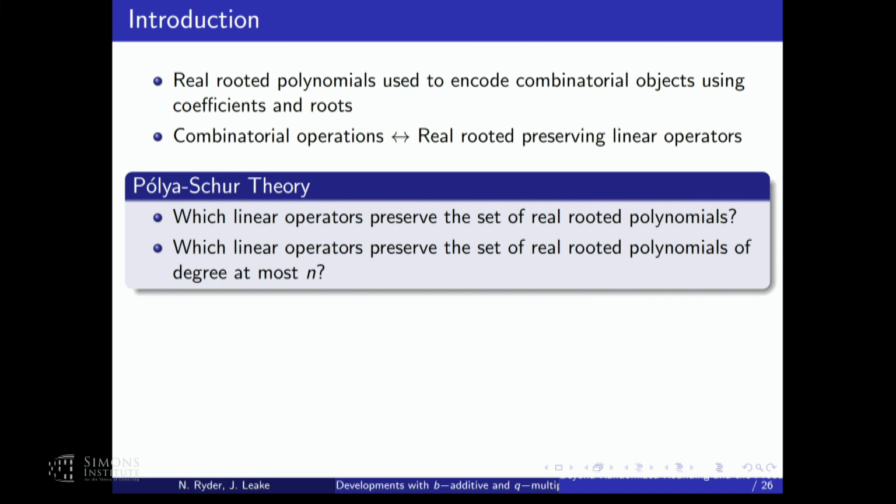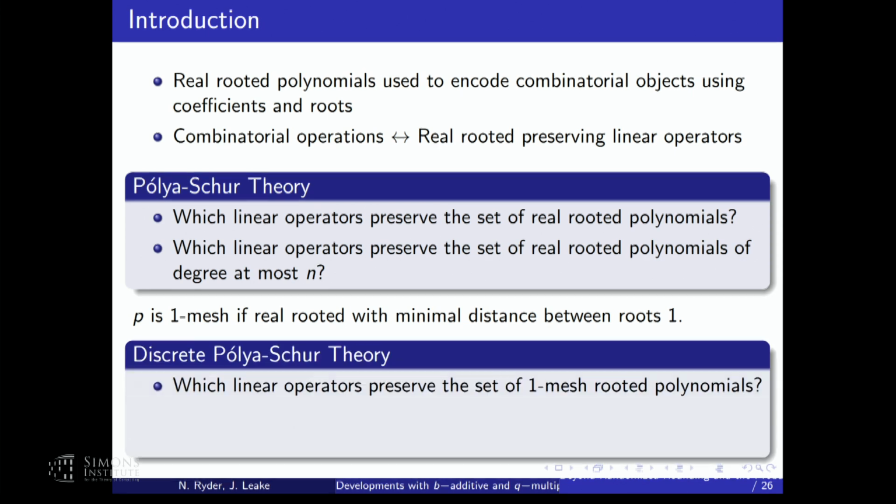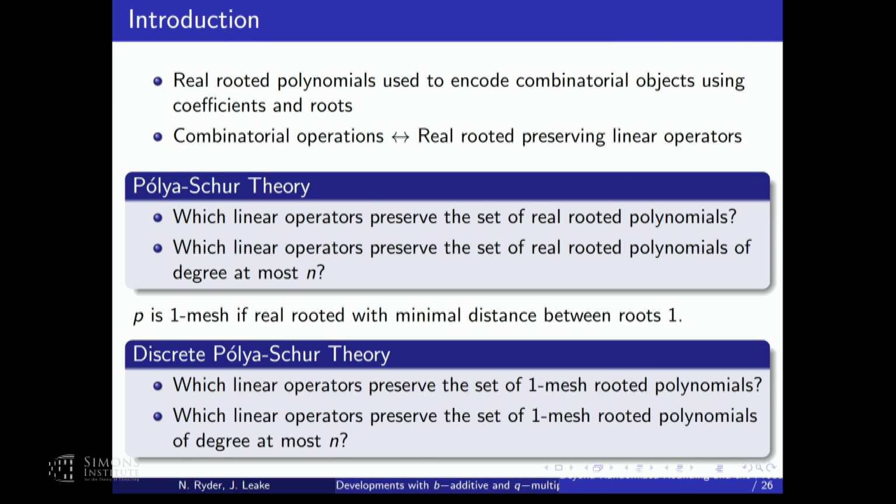What I'm going to look at today is an abstraction of these questions. I'm going to call a polynomial one-mesh if it's real-rooted and the minimal distance between any pair of roots is 1. This gives some condition on the spacing of the roots. So we have these two discrete Pólya-Schur questions: which linear operators preserve the set of one-mesh rooted polynomials, and which linear operators preserve the set of one-mesh rooted polynomials of degree at most n? I'm going to talk a little about the background of this theory and about our contributions.